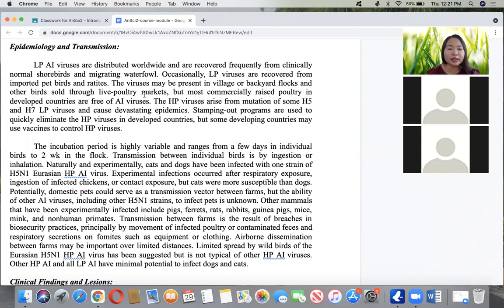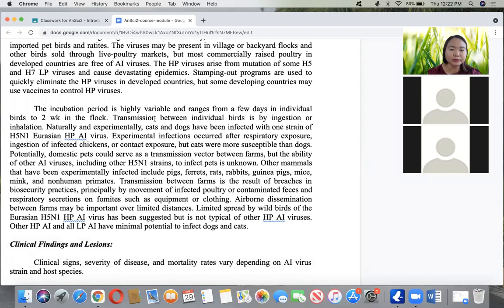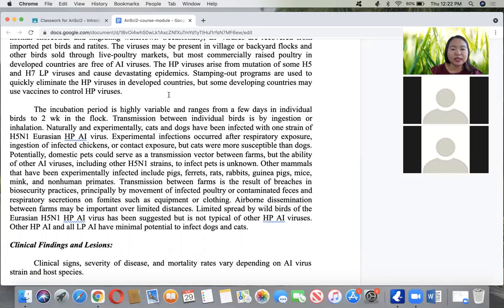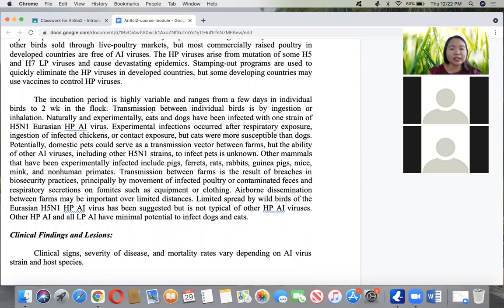In fact, their transmission is also migration. Alam niyo naman kung ano ang migration, no? Yung group of birds na nag-migrate from one place to another, and also importing or transfer. So incubation is highly variable, from a few days to 2 weeks. Ganun talaga commonly ang mga virus. The transmission can be ingestion or inhalation, depending kung airborne siya or through droplets.